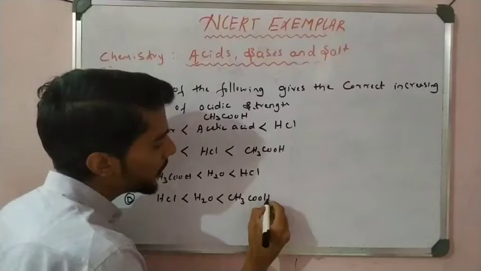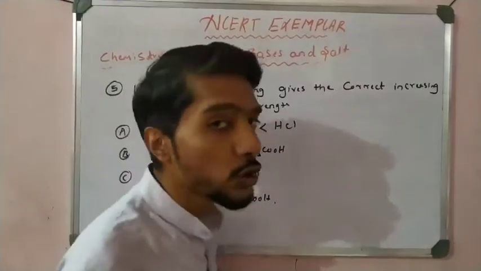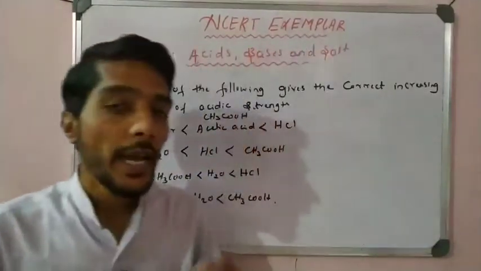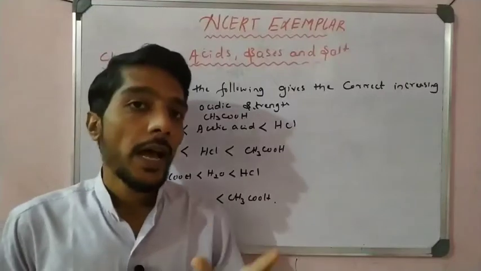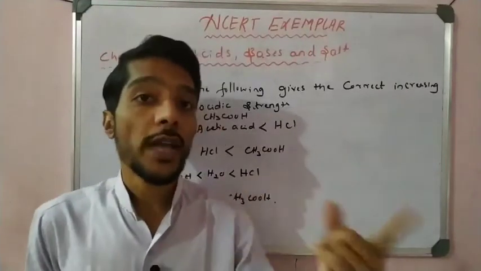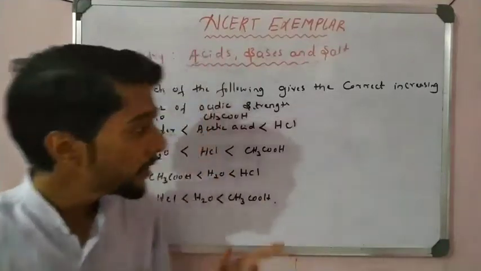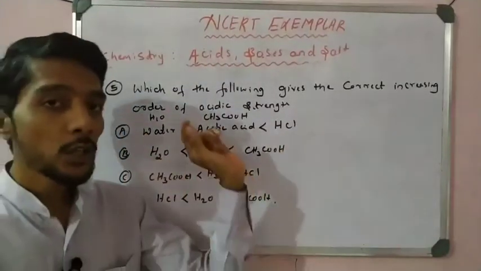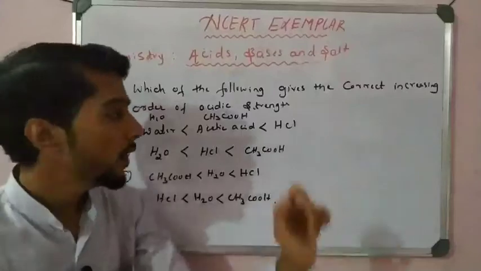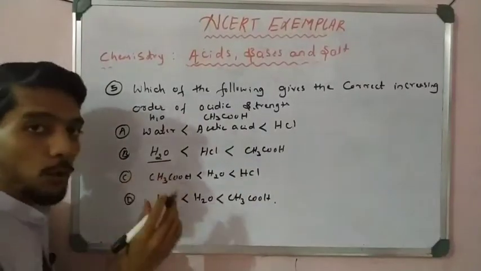For solving this, we must have an idea about strong acids and strong bases. We know that HCl is a strong acid, H2SO4 is a strong acid, and CH3COOH is a weak acid. So here, increasing order means less acidic to more acidic. Let us see here, water is almost neutral.